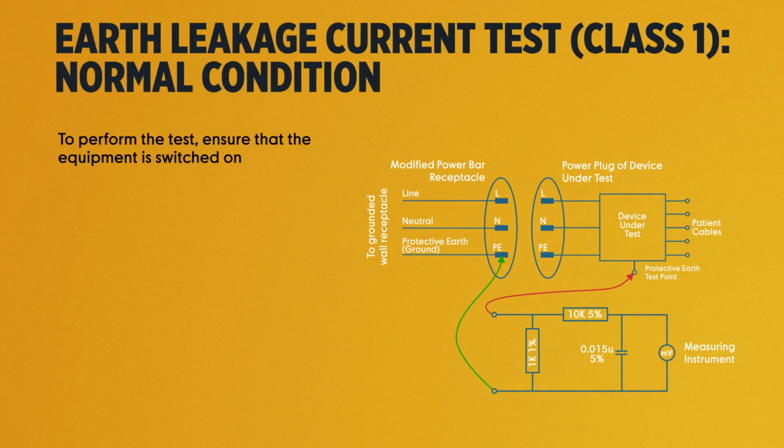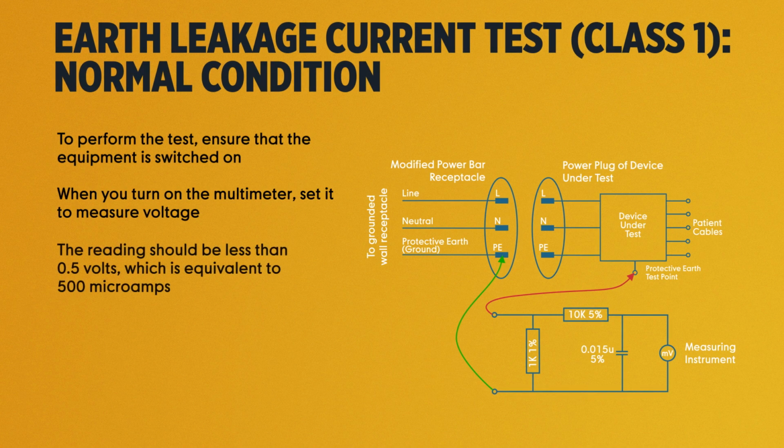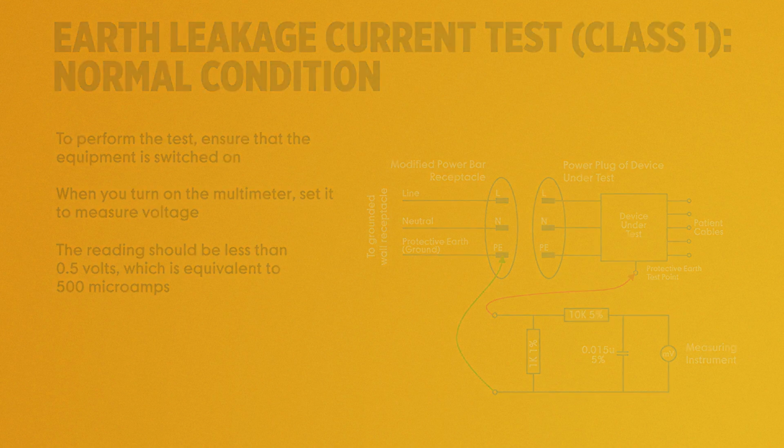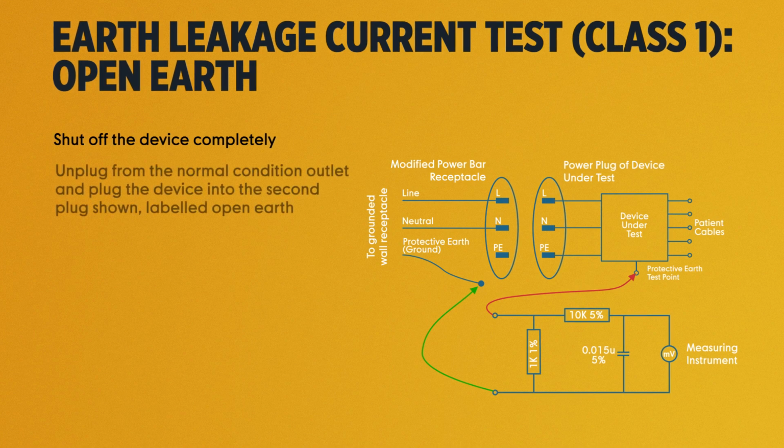To perform the test, ensure that the equipment is switched on. When you turn on the multimeter, set it to measure voltage. The reading should be less than 0.5 volts, which is equivalent to 500 microamps. Next, we test for leakage current using the single fault condition open earth. To do this, shut off the device completely.